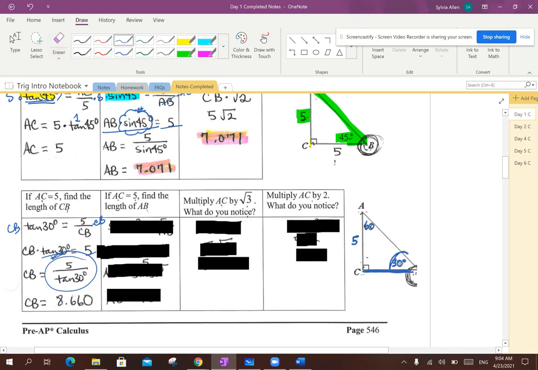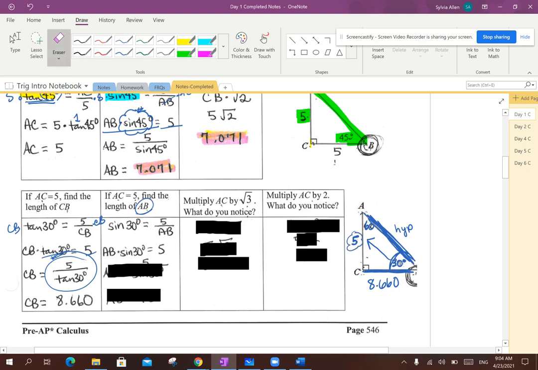Okay, and then it says if AC is 5, find the length of AB. Well, AB is the hypotenuse. So we could go sine of 30. We know that this is 5 and where this is the hypotenuse. And then we could write down 8.660 here. But we also know that this is 5. So it depends on how you want to view it. There's more than one way to do things. Multiply both sides by AB, divide, and we get AB is 10. Okay, so this is 10 right here.